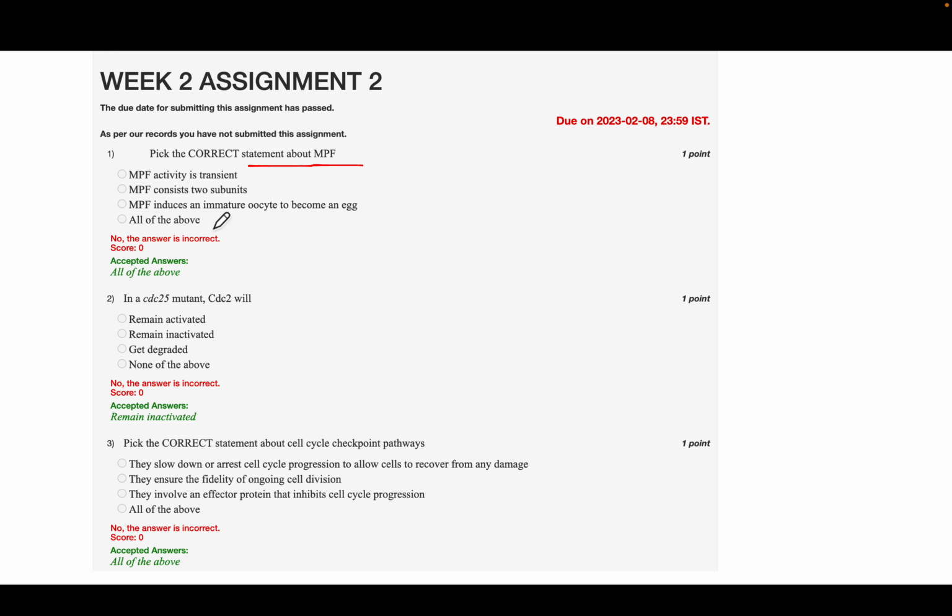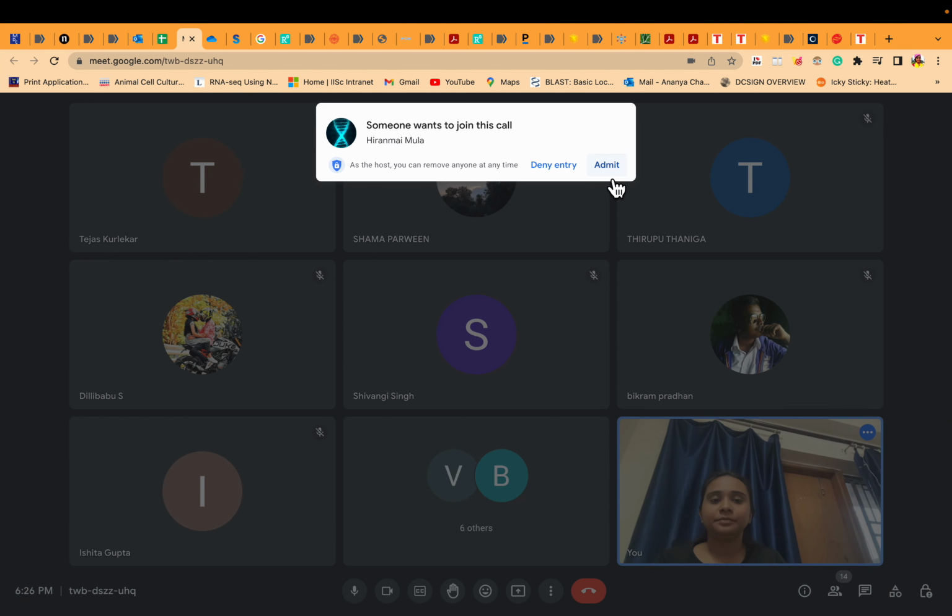So the answer is that MPF activity is transient. MPF consists of two subunits. MPF induces an immature oocyte to become an egg. So all of the above is the correct answer.